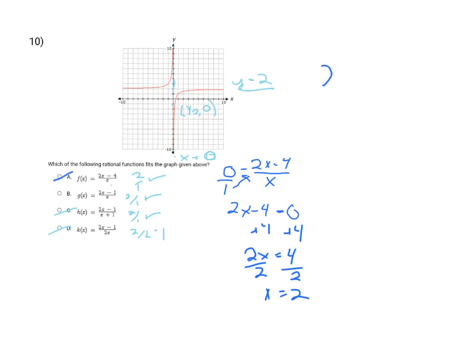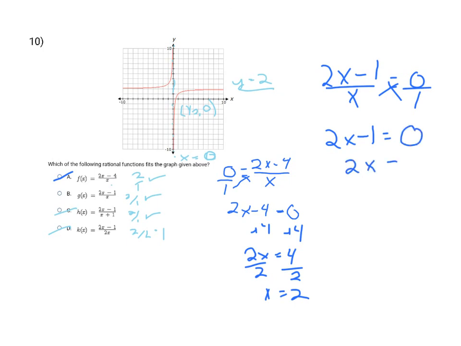Now let's just check B to make sure that we didn't make a mistake. So I'm going to have 2x minus 1 over x equals 0. I'm going to put a 1 over my 0 and cross multiply. 1 times anything is itself, so it's going to be 2x minus 1, and x times 0 is 0. And then I'm going to solve this. I'm going to add 1 to both sides and get 2x equals 1. Divide both sides by 2, and x equals 1/2, which is the x-intercept. So that means B is definitely my answer.